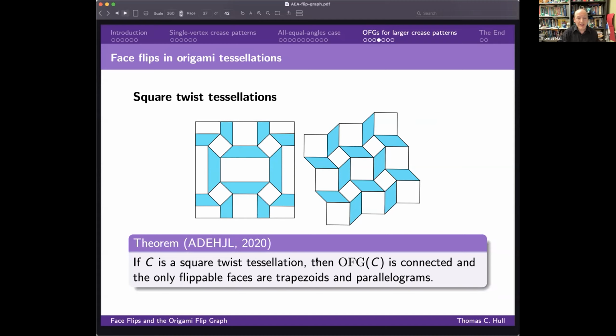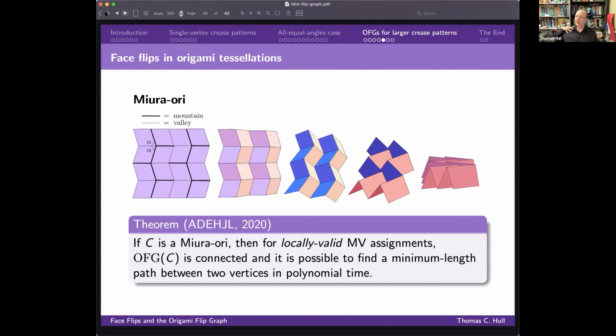But you can summarize it by saying that, yes, the origami flip graph here will always be connected, and the only flippable faces will either be the trapezoids or the parallelograms, depending on how you tile the square twists in these two different ways that are possible to make a regular tiling. So that's pretty easy to understand. And we can flip from one to the other in a very easy way because we just focus on the parallelograms or the trapezoids.